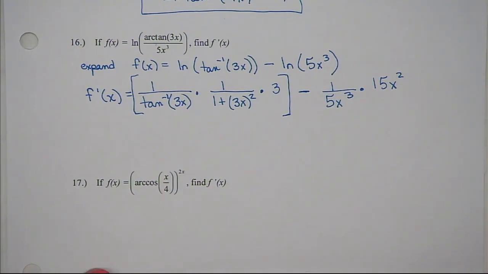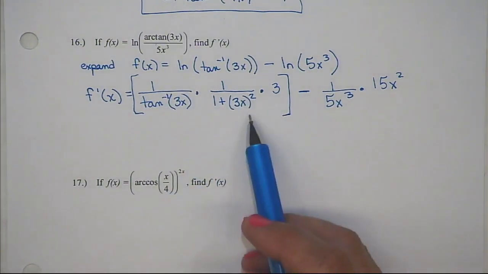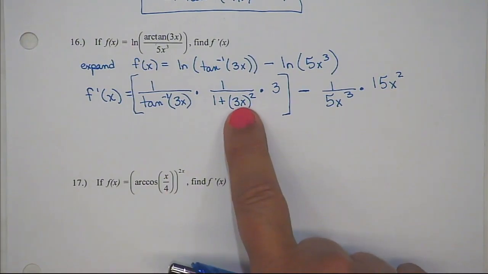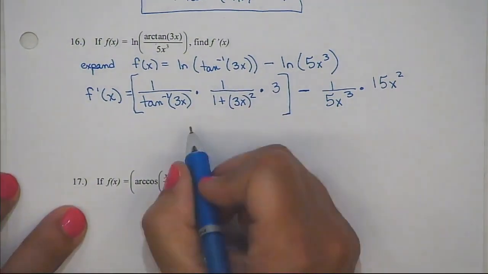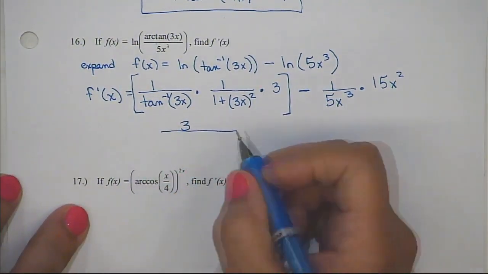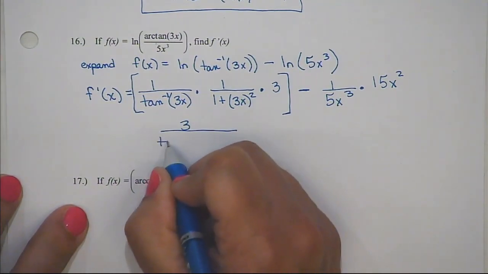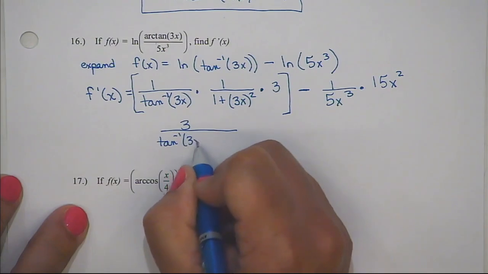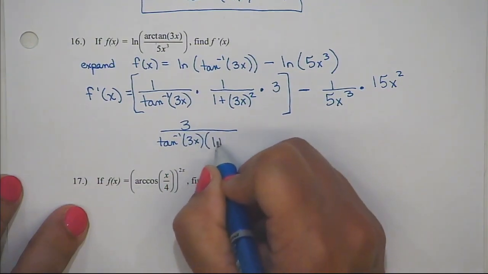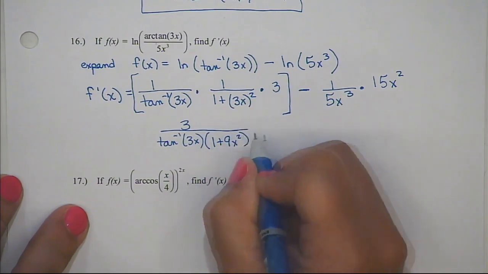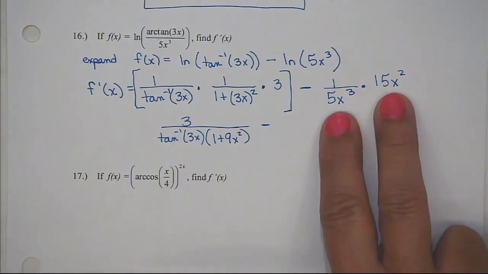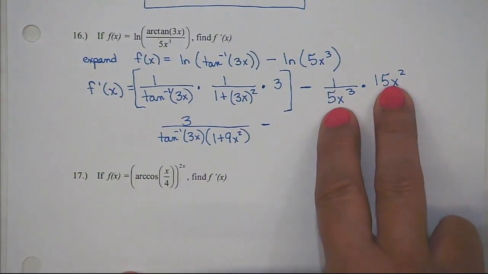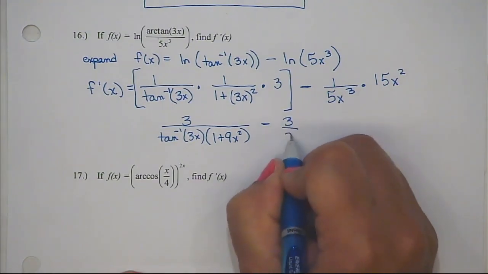Okay. So not a whole lot of cleaning up. This one, I'm just going to leave it kind of the way it is. You can make this 3x squared into 9x squared. And then you can put the 3 in the top. So we could write that as 3 over arctan of 3x times 1 plus 9x squared. Minus. And then I definitely can reduce this. 3 over x, right? So minus 3 over x.